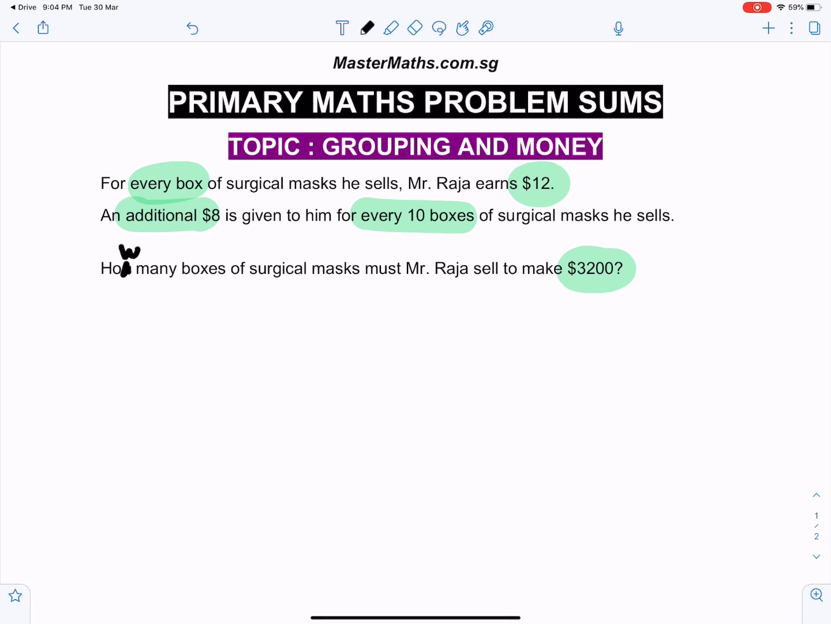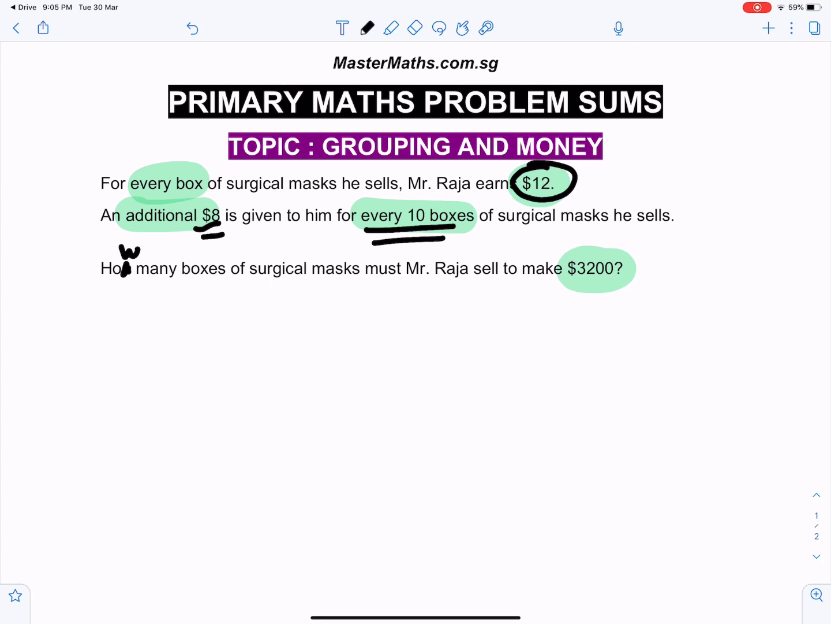Of course, if you are Mr. Raja, you would want to sell as many sets of 10 boxes, right? Because each time you sell a set of 10 boxes, you not only get $12 per box, you are also given a bonus of $8. So we can group these 10 boxes and find out, if he sells 10 boxes, what is the total amount of money that he can get? That's the first step.